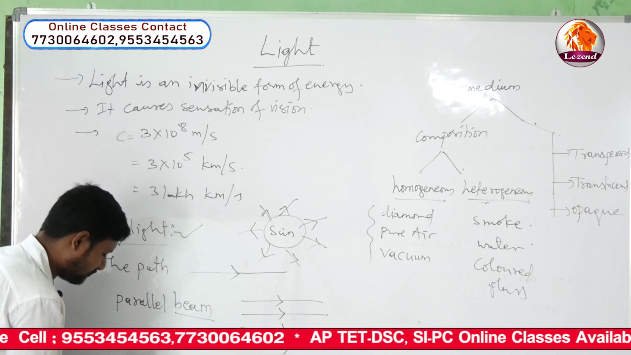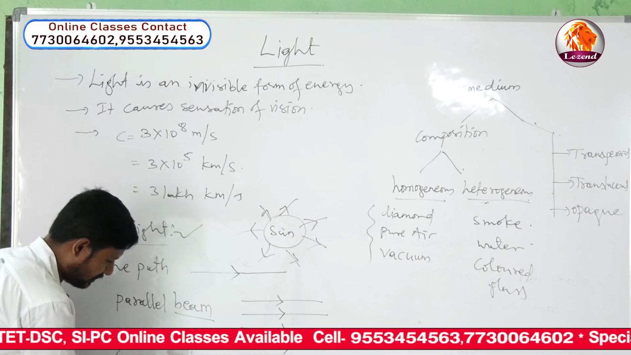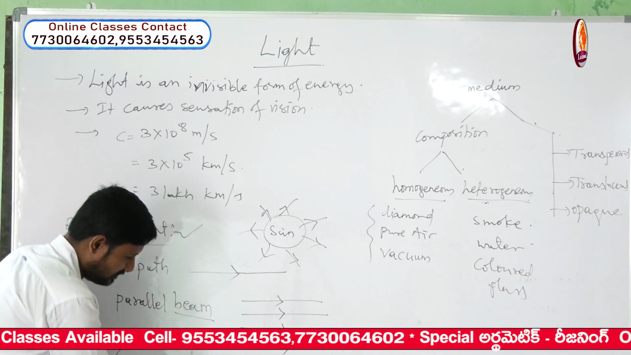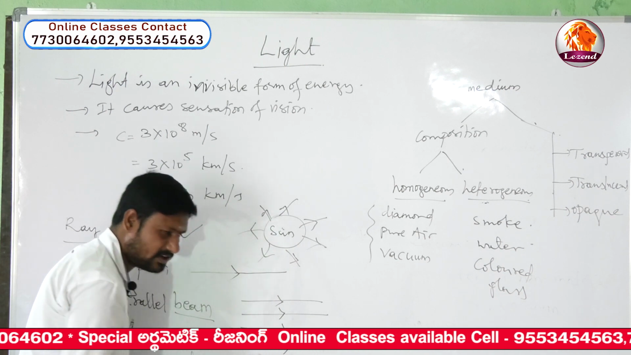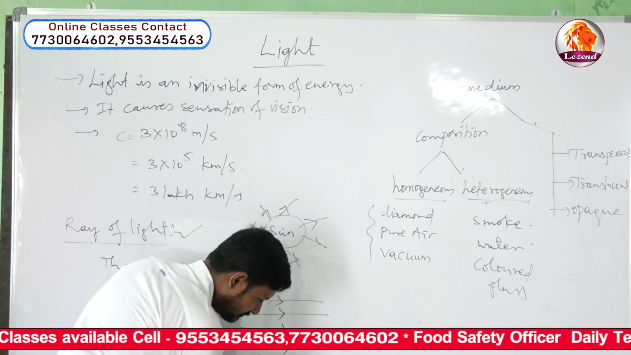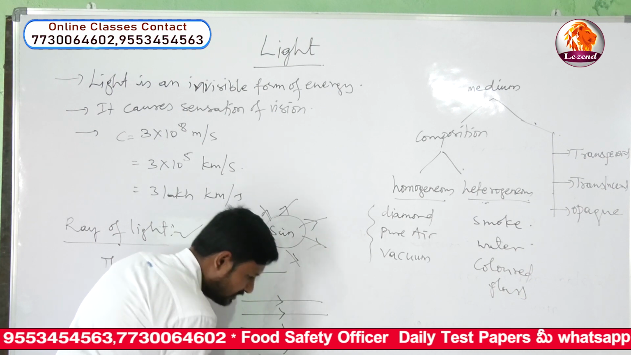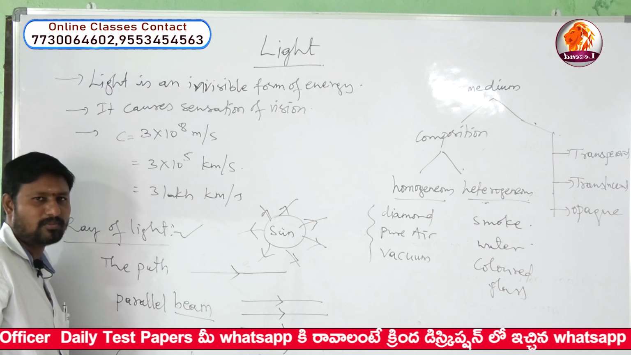And the next one, convergent beam of light. If the collection of rays of light coming from different directions all meet at one point, then such a beam of light we consider a convergent beam of light.